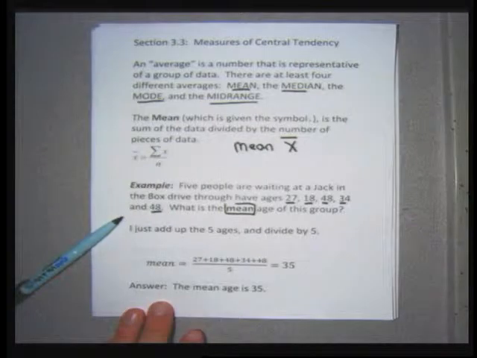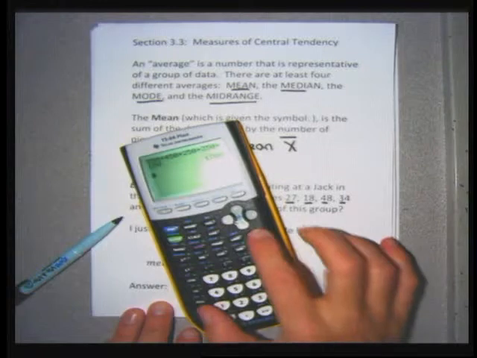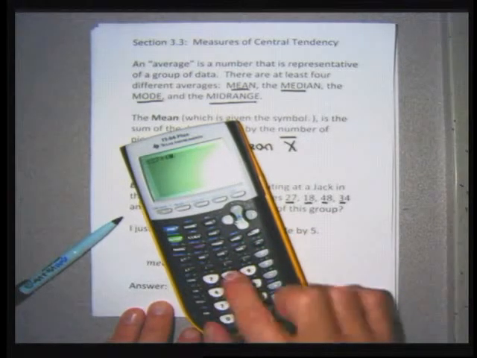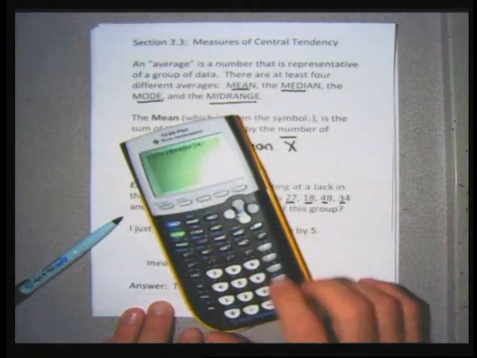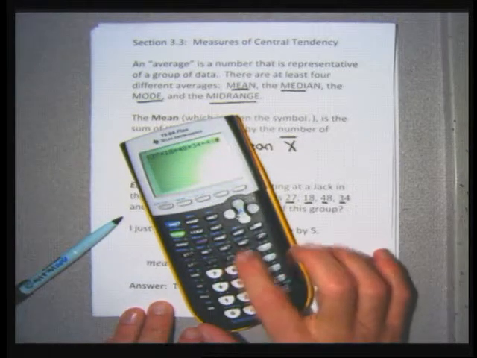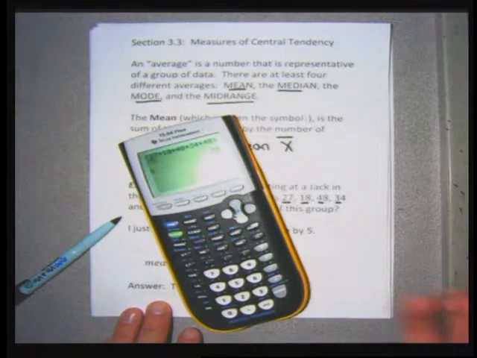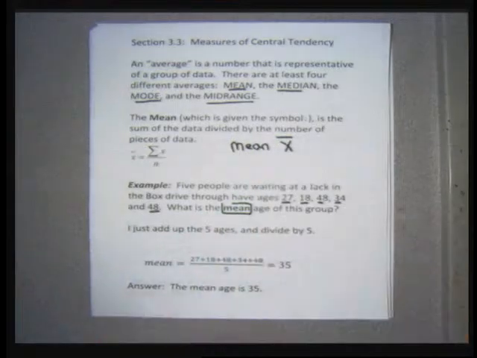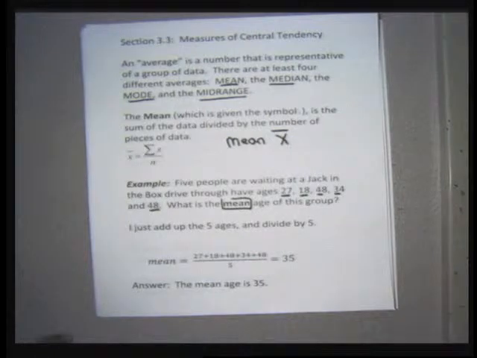So on my calculator, I did 27 plus 18 plus 48 plus 34 plus 48 divided by 5 and got 35. If I wanted to do that on my calculator in one computation, then I'm going to need a parenthesis. So I'm going to go parentheses 27 plus 18 plus 48 plus 34 plus 48, close my parentheses, and then divided by 5. And I can get the 35, which is the mean age of the people waiting in line at the Jack-in-the-Box here.